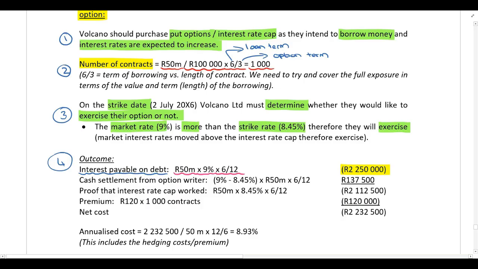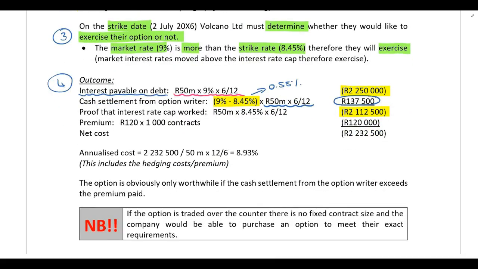However, if we take the option contract into account, we can see they are going to make a gain on the option contract. And the gain is the difference between the market-related rate and the strike rate. So they've got a gain of 0.55%. And that is obviously based on the loan amount of 50 million Rand for a period of 6 months. So if we take that gain into account, the interest is going to decrease. And you don't have to perform this calculation. I've included this for completeness sake to show you that by exercising the option, they've managed to reduce their interest from a rate of 9% to a rate of 8.45%. By taking this gain into account, their interest has actually decreased to 8.45%.